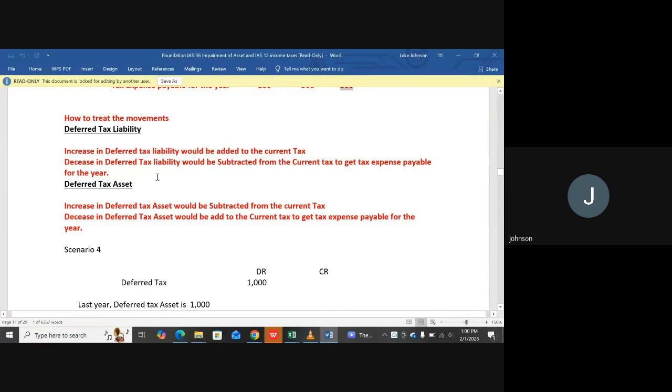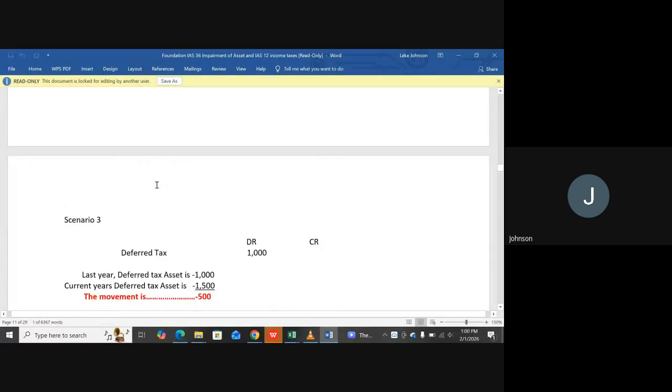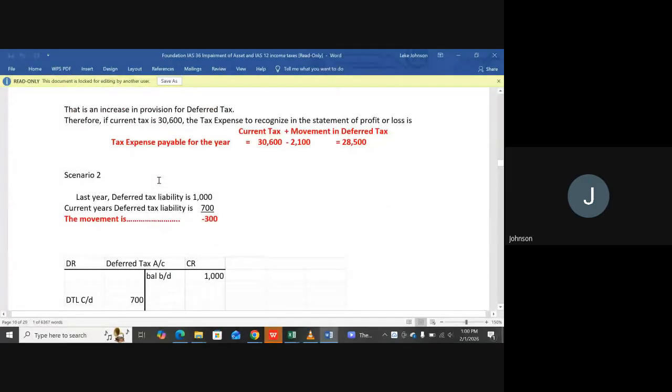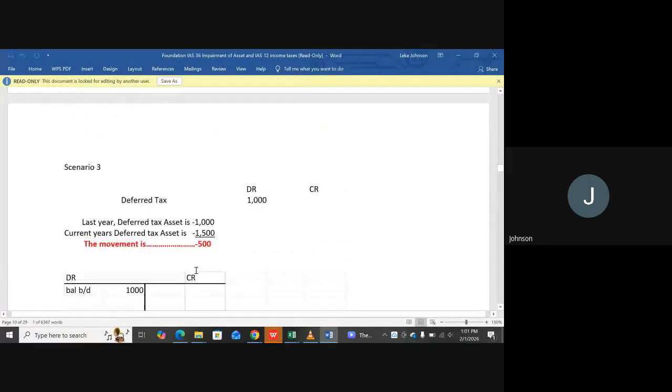If it's an increase, let's go back to the table. Last year we had 1,000, but this year we have only 700. Is it an increase or has it reduced? Who can tell me? Both of them are deferred tax liability. If it were an increase from 1,000, it would be supposed to go up to 1,005 or 1,006, but this is rather a decrease. So that's what they are saying over here.